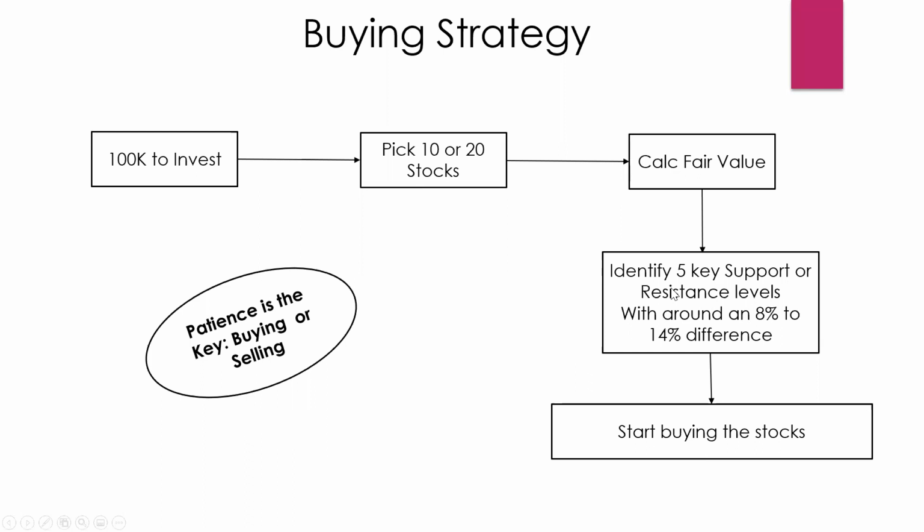Once you pick 5 spots, the spots should be at least 8% to 14% apart. So if I'm investing 10K in Apple, when its fair value is 126, I'm just saying Apple again because we just saw the fair value. When it goes to 110 from the fair value of 125, maybe you buy $2,000, and then below that, if it goes another 8% to 14%, then buy another 2K. Like that, we need to start buying the stocks.